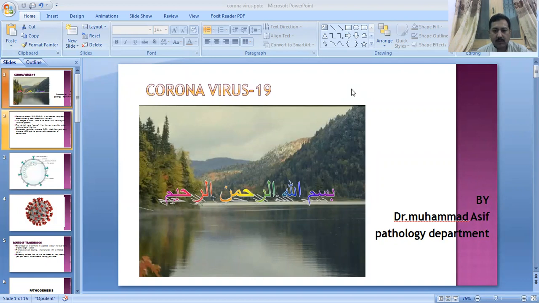Today our topic of discussion is the coronavirus. Today we will discuss what is coronavirus, how it transmits, what its clinical features are, and how we can protect ourselves from the coronavirus.